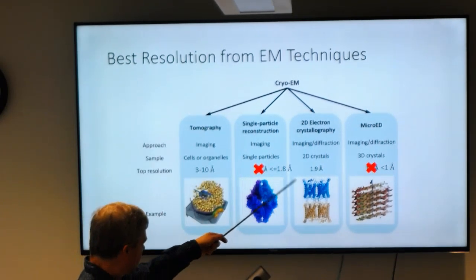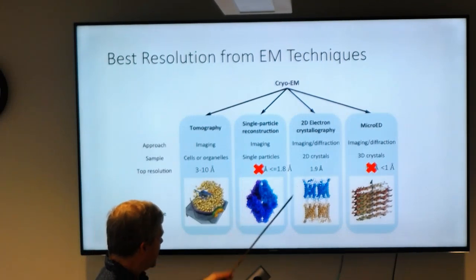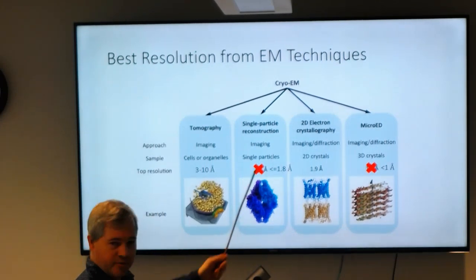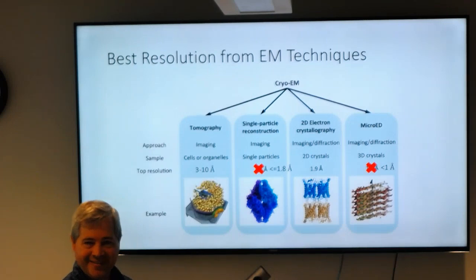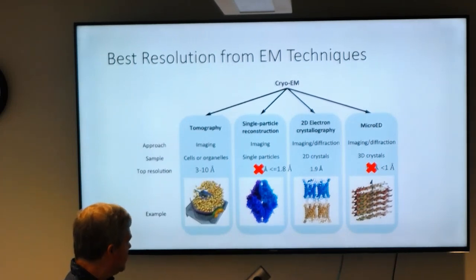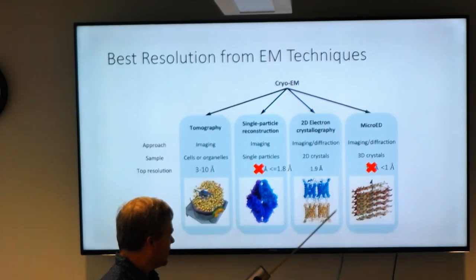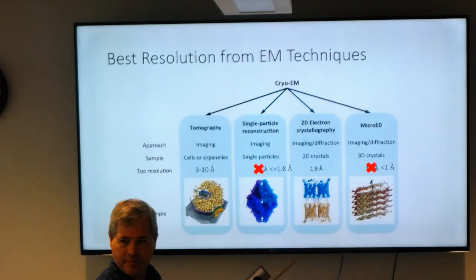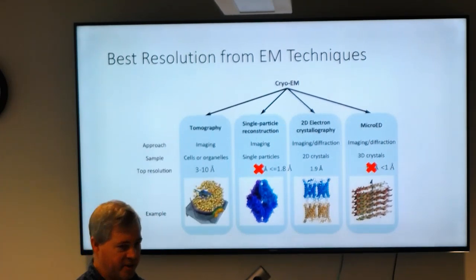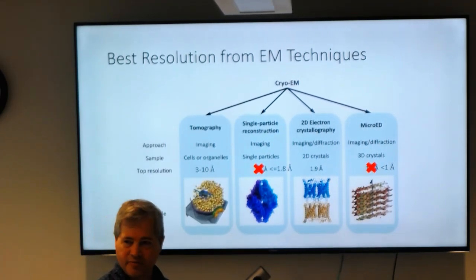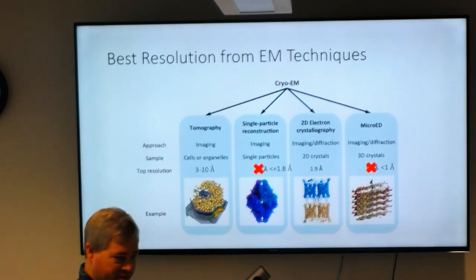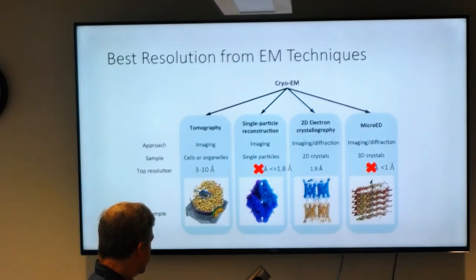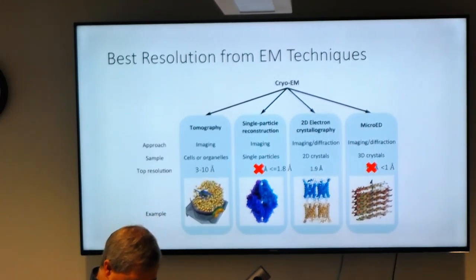For 2D electron crystallography, I believe it's still 1.9 angstrom resolution from aquaporin, but no one is really doing 2D electron crystallography very much anymore. But MicroED, the technique I'm talking about today, gives you the best, and it's sub-angstrom. There are quite a few structures published at 0.9, 0.8 angstrom resolution for the 3D. So this will give you the highest resolution of any of the techniques.